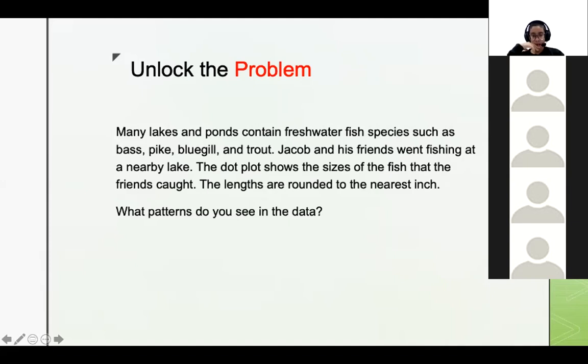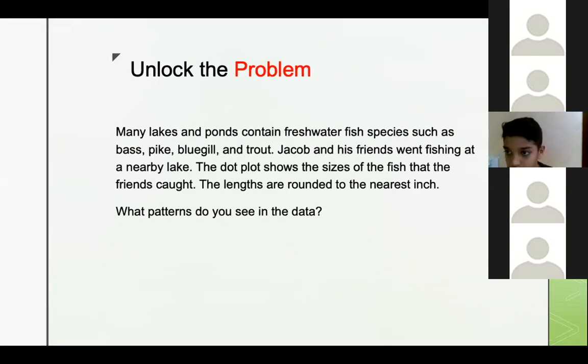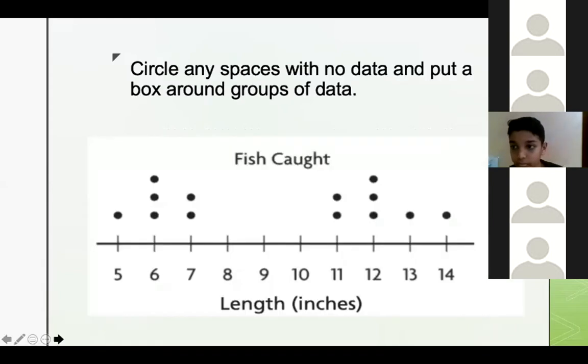Okay. So the word problem tells us exactly what Muhammad Abedi guessed. We're talking about some friends who went fishing and they got different species, right? They organized their data based on the length of these fish. And then the question now is, what patterns do you see in the data? This is the essential question of the lesson. We need to find out the pattern. Let's go through it together.